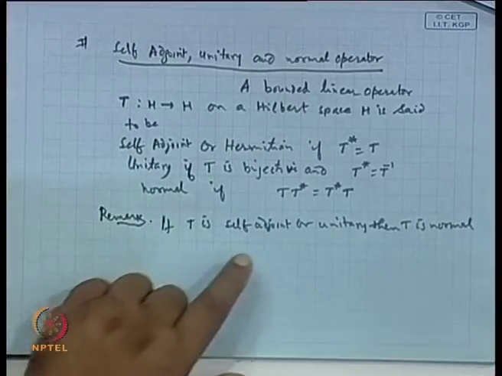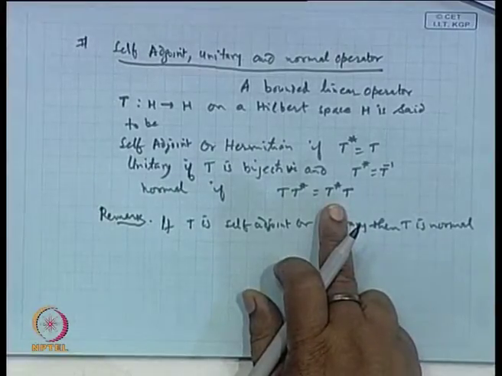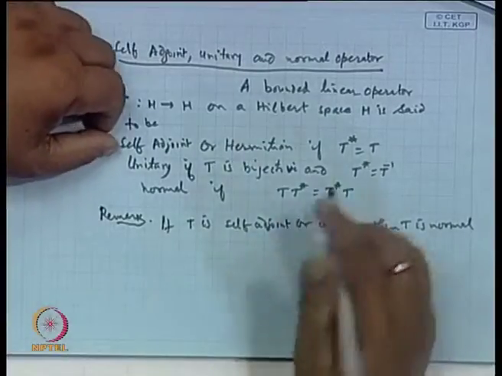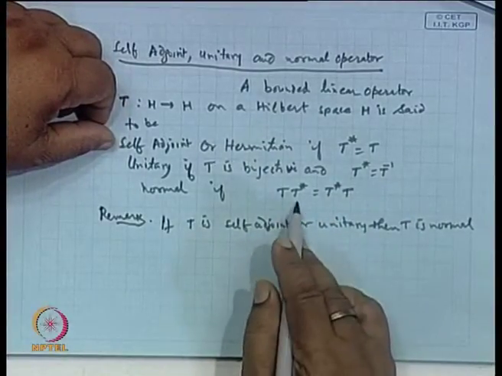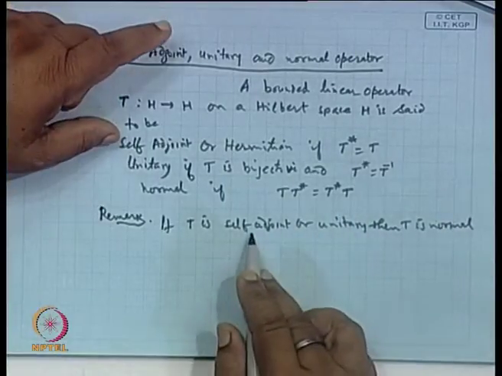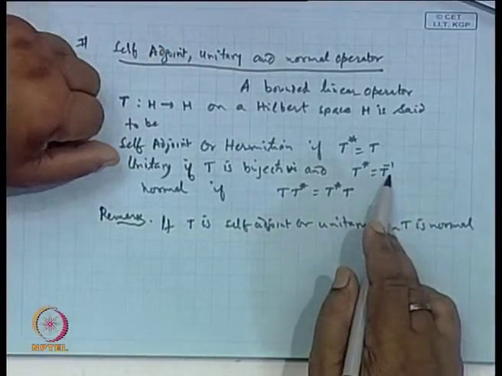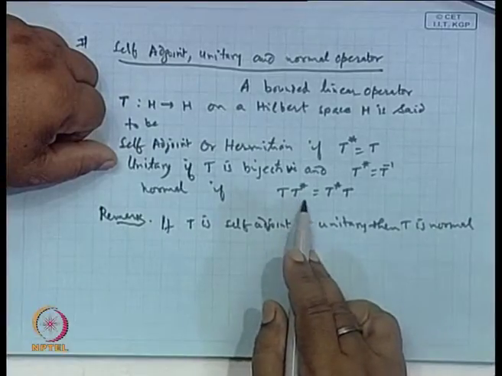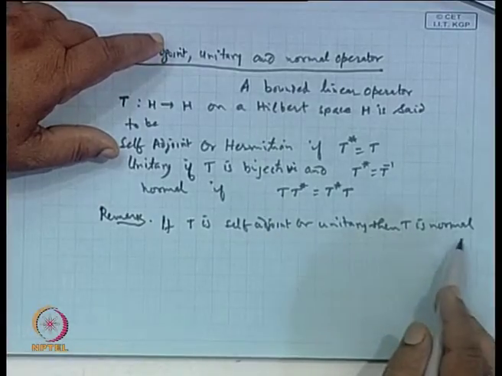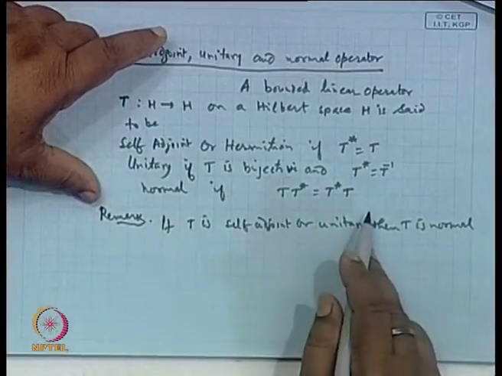Why? What is the definition of normal? T star T equals T T star. So, if it is self adjoint, then T star becomes T. So, T star T is T squared, and T T star is T squared, same. So, a self adjoint operator will be a normal operator. If it is unitary, then T star is nothing but T inverse. So, T T star becomes I and T star T also becomes I. So, basically self adjoint implies normal, unitary implies normal.